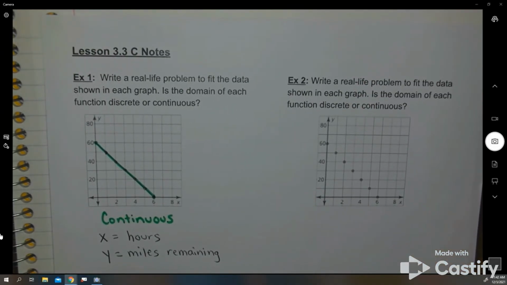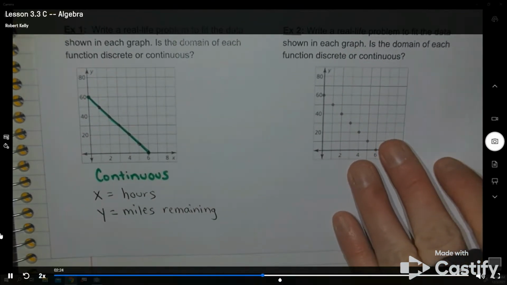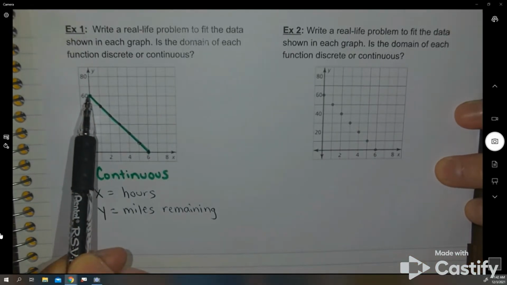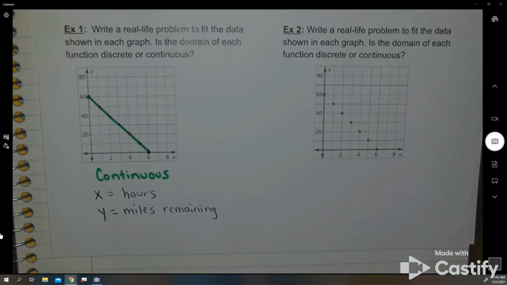If I wanted to write an equation for this, then I would say that I started at 60 and I subtracted 10 times x to equal the miles remaining.